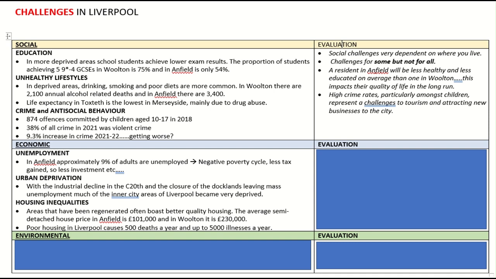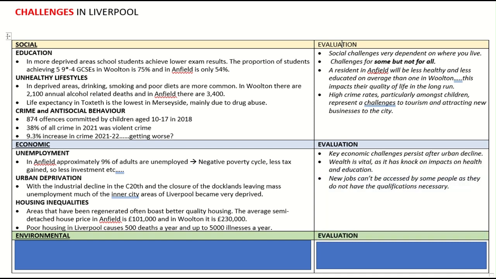Ultimately, Liverpool's entire story begins with the dock closures, leading to the issues from that as well. Once those dock closures were created, where the dock workers were replaced with containerization, the invention of the shipping container, Liverpool went into a negative poverty cycle from that. And again, these key economic challenges persist and continue now.